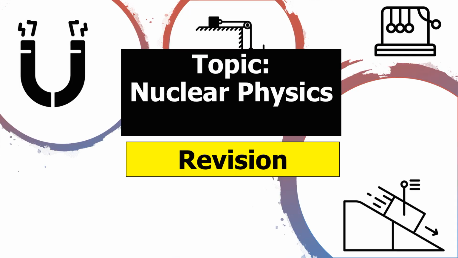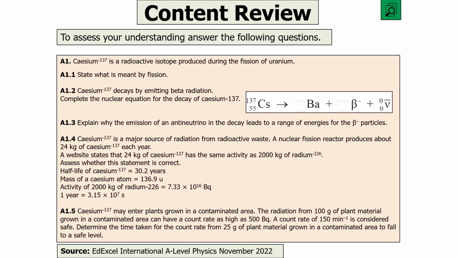Let's have a look at the nuclear physics questions. So cesium is a radioactive isotope produced during the fission of uranium. State what is meant by fission. Then cesium decays by emitting beta radiation. Complete the nuclear equation for the decay of cesium. Then explain why the emission of an antineutrino in the decay leads to a range of energies for the beta minus particles. Then cesium is a major source of radiation from radioactive waste.